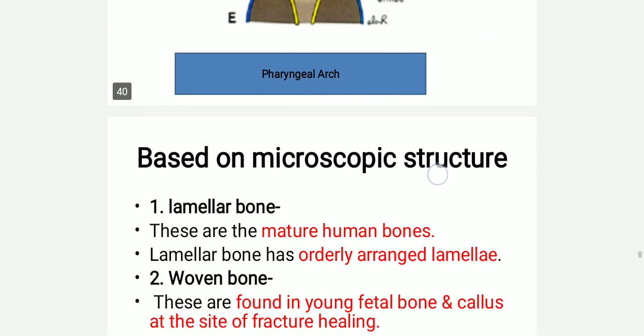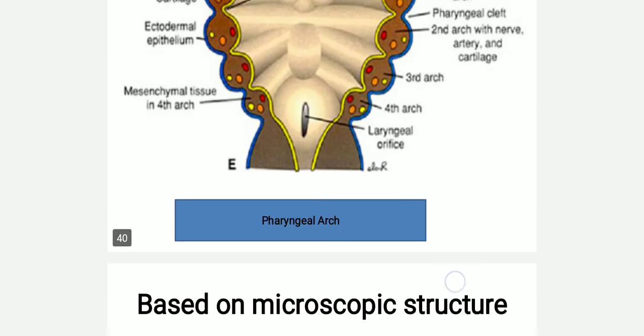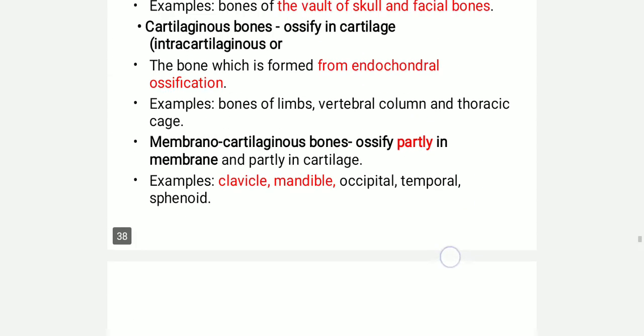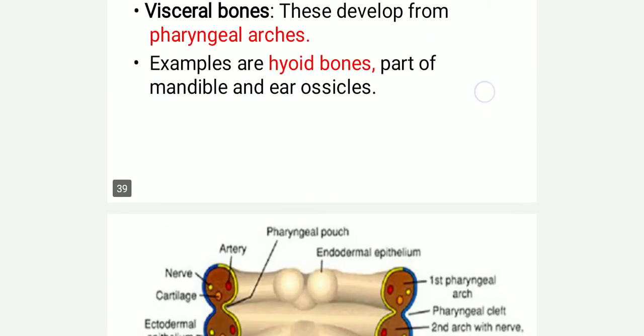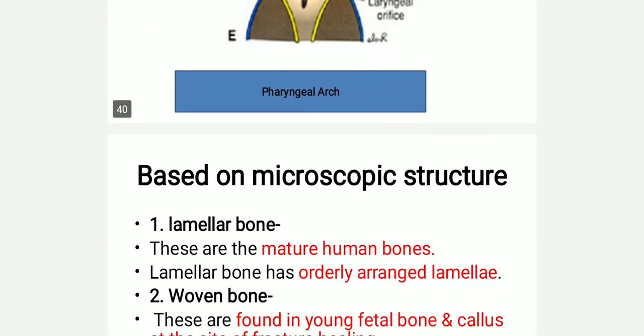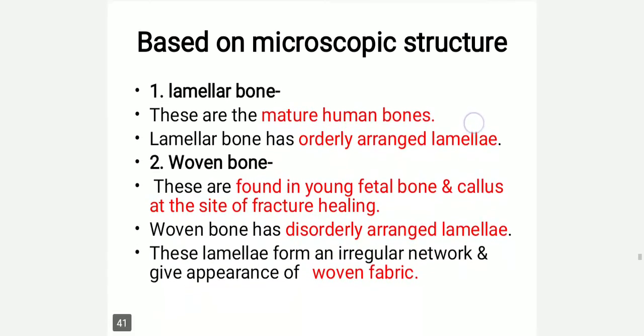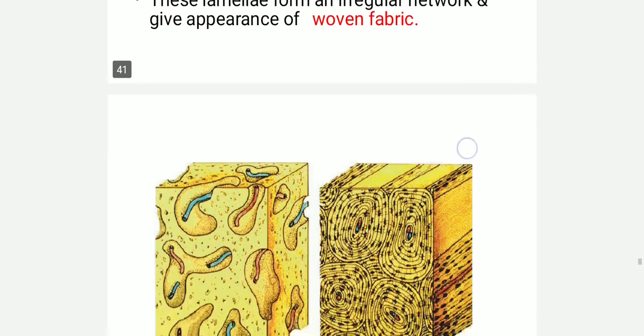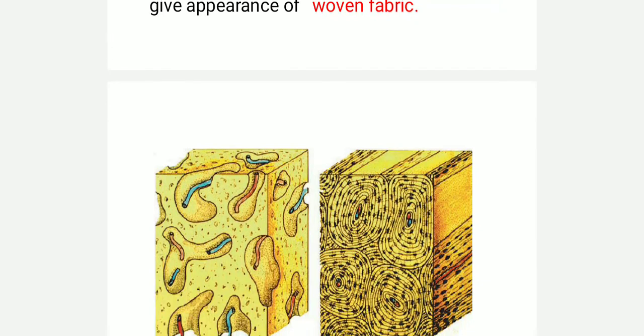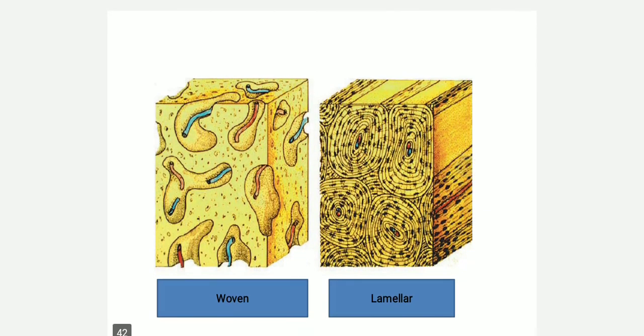Here we have finished according to structure and developmental classification. Now we will discuss based on the microscopic structure: lamellar, woven, fibrous, dentin, and cement. Okay, so you have to remember lamellar bone. Lamellar bone is seen in the mature human bone, in adult persons.